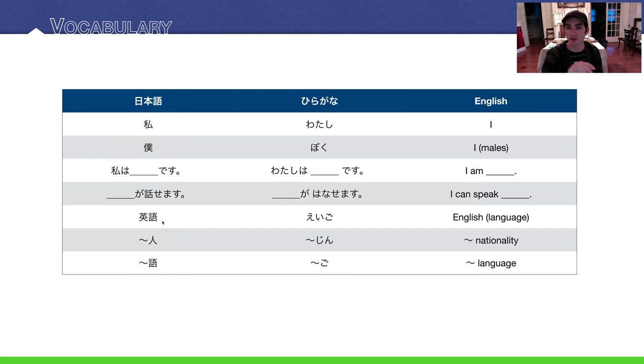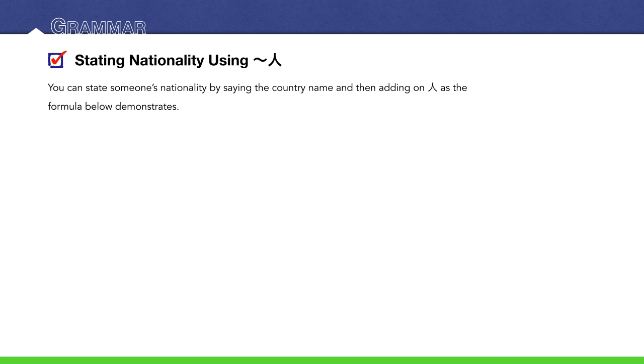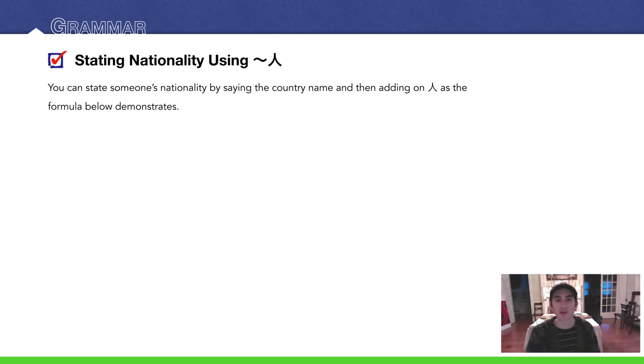英語, English, the English language. We have this suffix, I guess you could say, to determine nationality, 人, 何々人. Then we have this suffix, finally, that determines language, 何々語, 語. So now, we're going to get into the grammar.